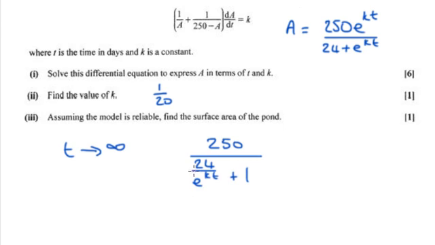If we look at this particular part of the fraction, as t increases, 1 over this will get smaller. Because t is on the bottom, as t increases, the bottom increases more and more, and the overall fraction will get smaller and smaller, and will tend to 0. So that will then lead us to 250 over 1.